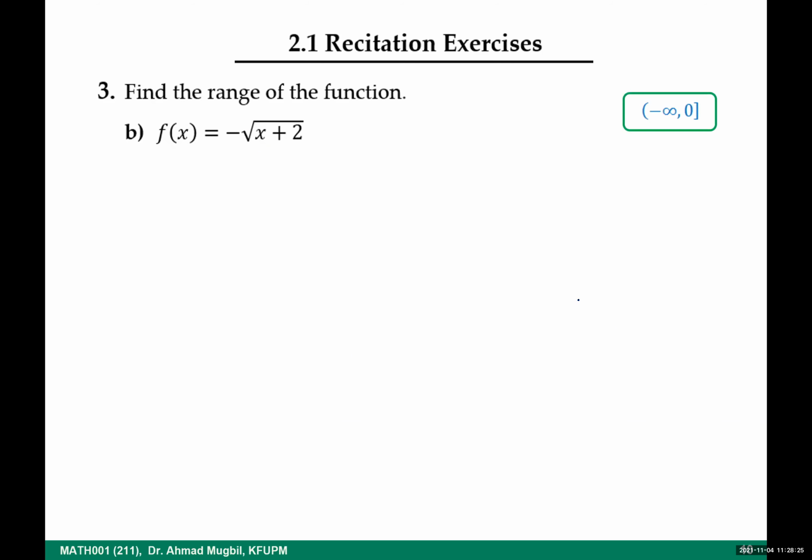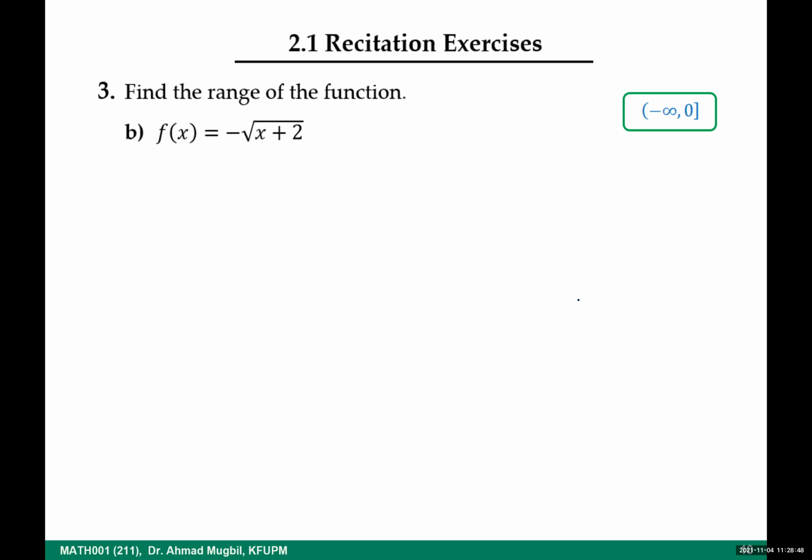Check your answer. This is the right answer: from negative infinity to 0. Now, do you know how to sketch the graph of this function? If you don't, we will learn how to do that next week. By the end of next week, you have to sketch the graph of functions like this. Don't worry if you don't know yet. We will learn that next week.